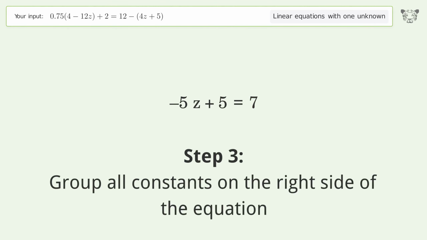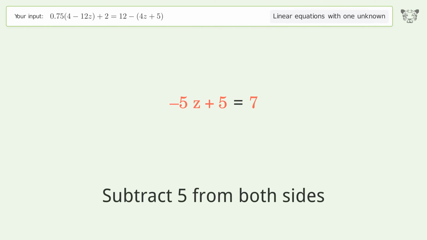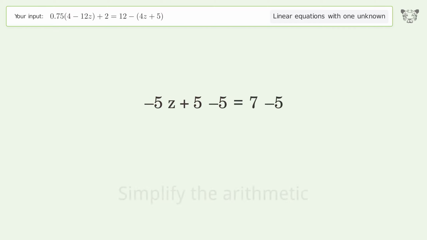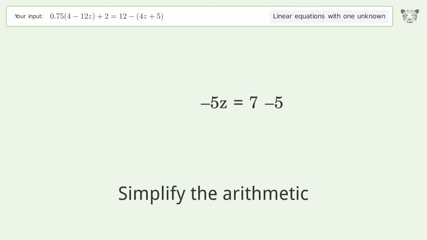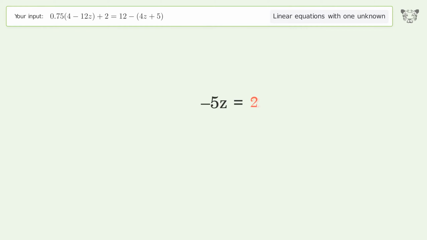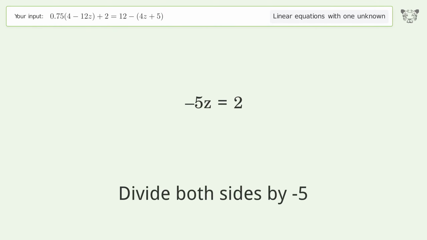Group all constants on the right side of the equation. Subtract 5 from both sides. Simplify the arithmetic. Isolate the z. Divide both sides by -5.